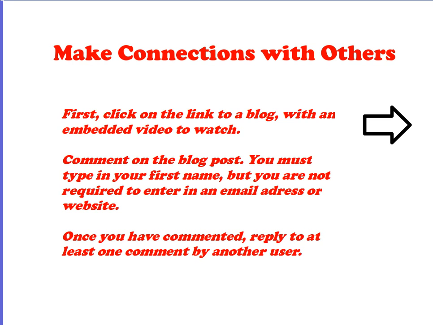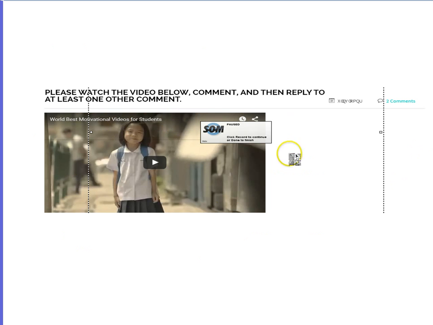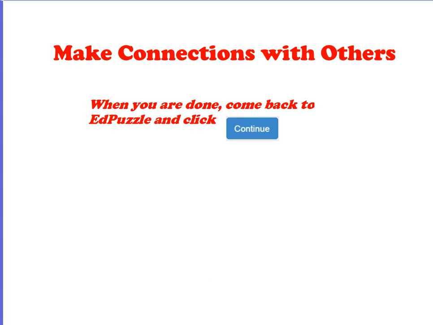You must type in your first name, but you're not required to enter in an email address or website or any other information, just your first name and the comment. Once you've commented, reply to at least one comment by another user. When you go to that site, you'll see the video here, and then the comment section's right here. You'll click on that when you're done watching it and type in your responses. When you're done, close that up, come back to EdPuzzle, and click Continue.